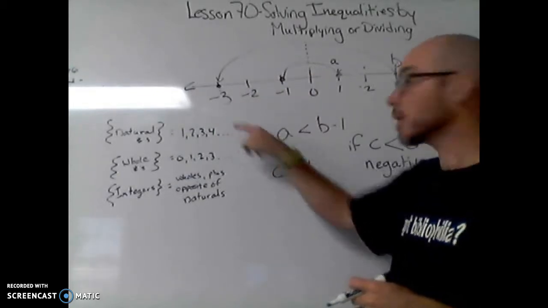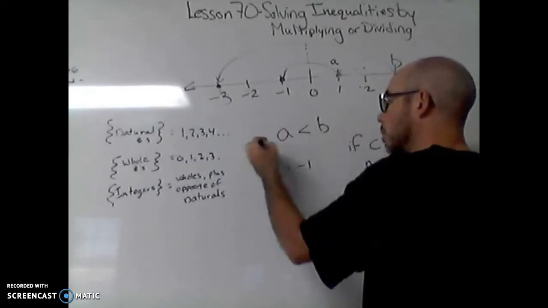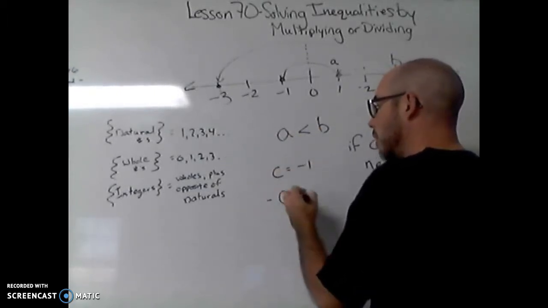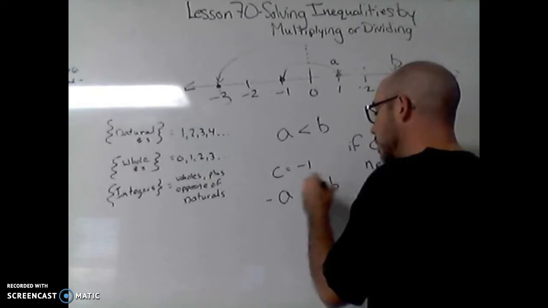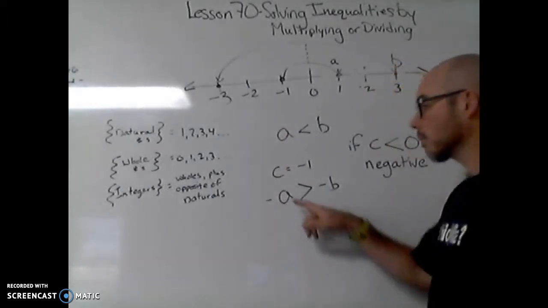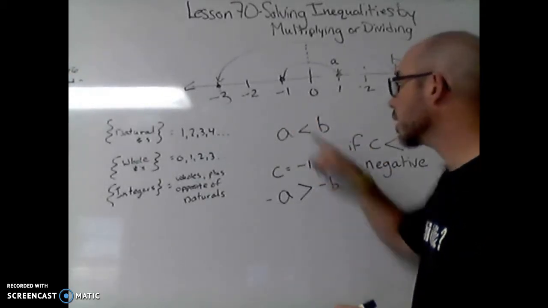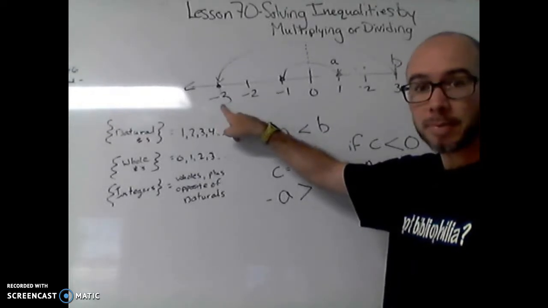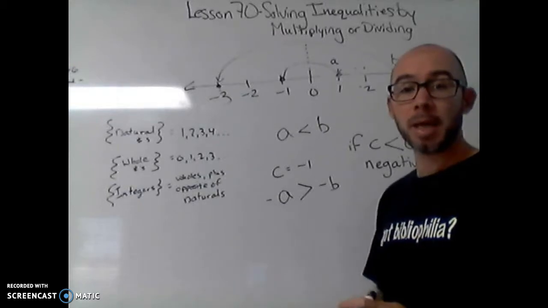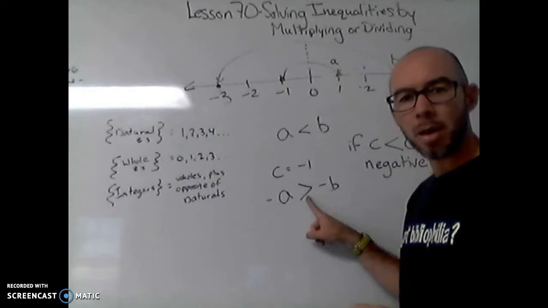So now we'd have to say, if we did this, if C was -1, we multiplied A and B by a negative number, and basically now we have negative A and negative B. The arrow turns around. Negative A, -1, is bigger than negative B. It's now -3. So if you're going to multiply or divide by a negative number, the little alligator, the little arrow, changes directions.